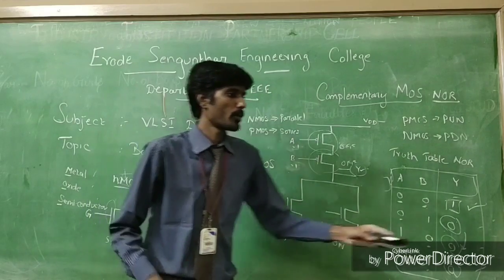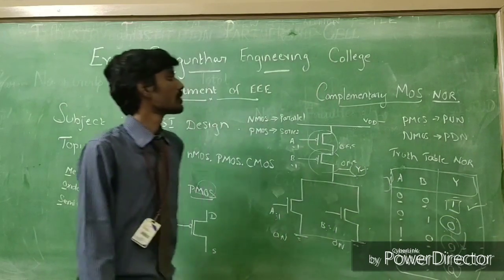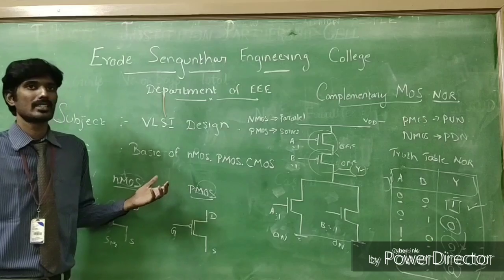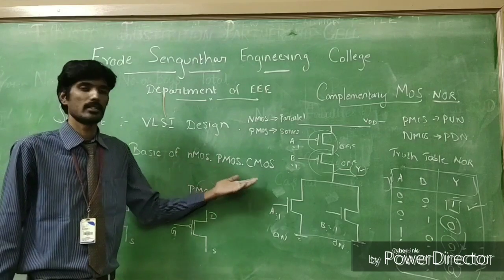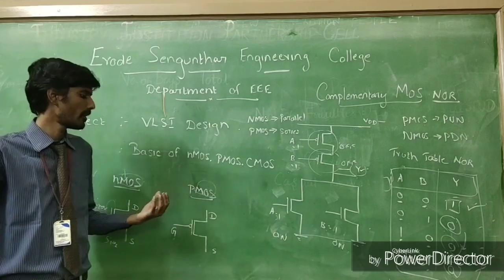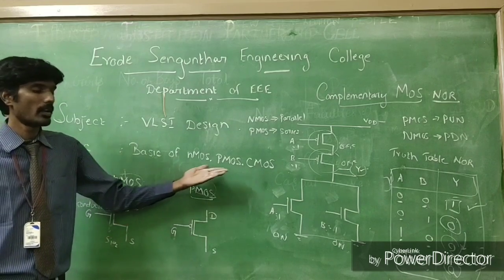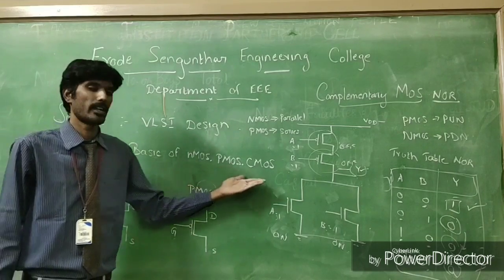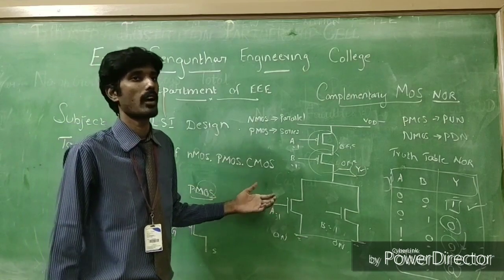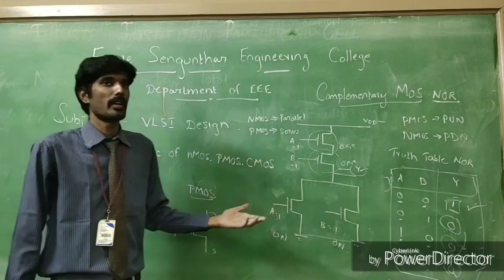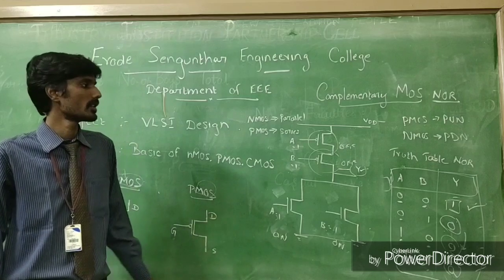I hope you all like this video. So the things we discussed are NMOS, PMOS and CMOS. For NMOS we saw the basics and electrical properties. Similarly the PMOS electrical properties, and the CMOS structure, with NAND gate implementation and NOR gate implementation. Thank you.